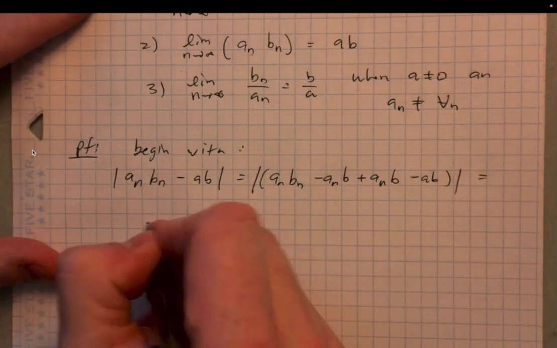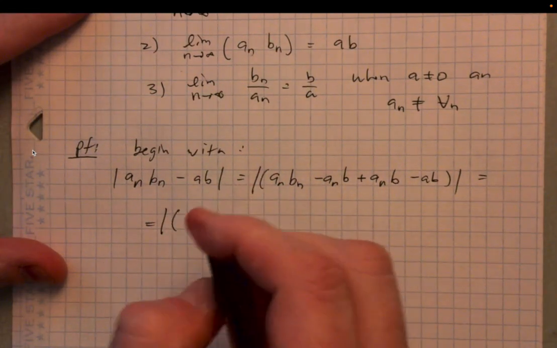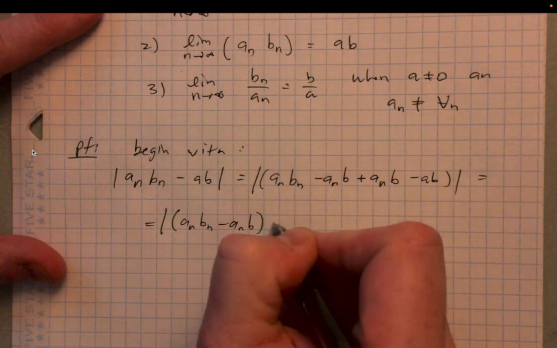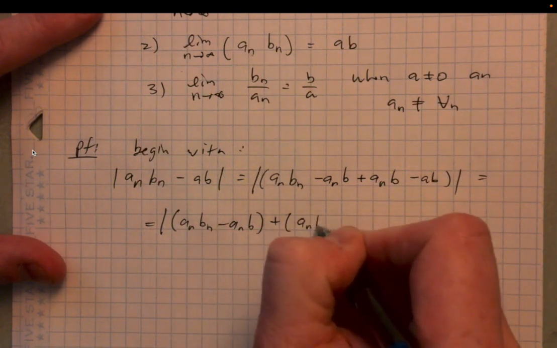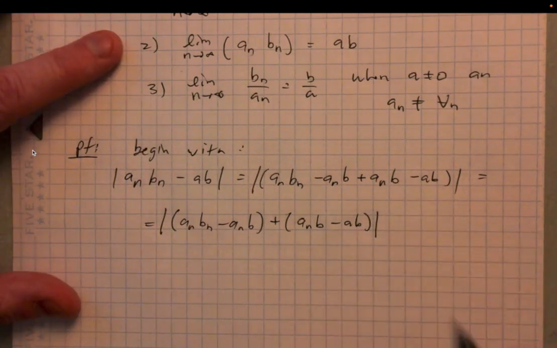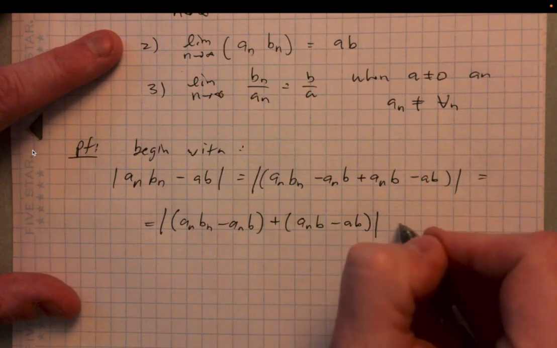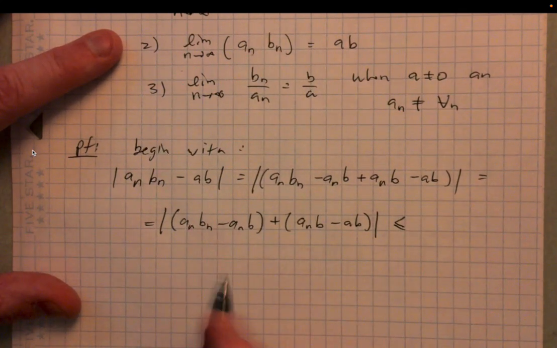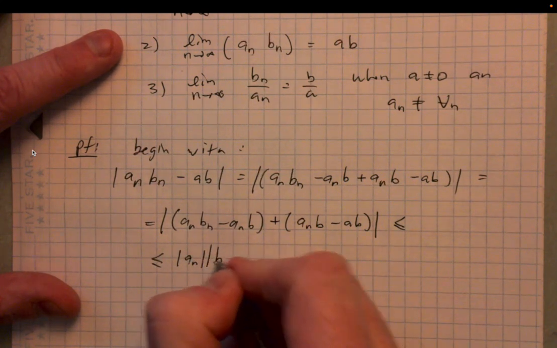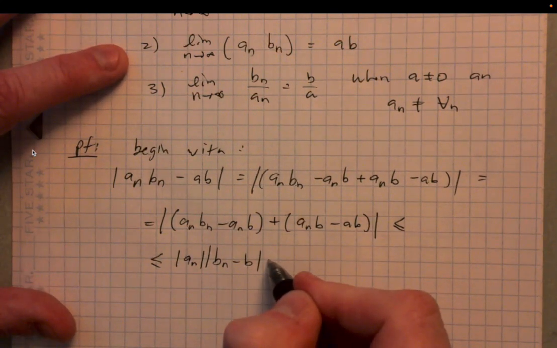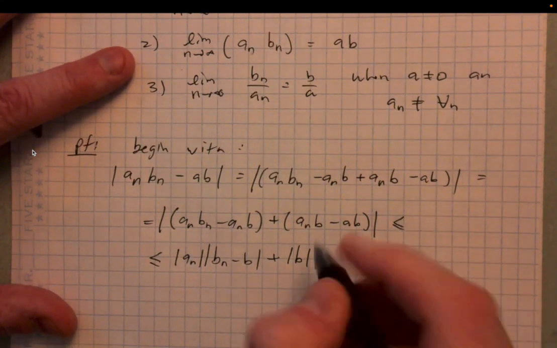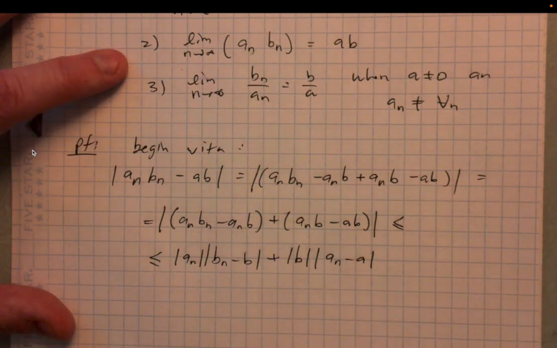And then we can break this thing up, and we'll write a sub n, b sub n minus a sub n, b, and then plus a sub n, b minus ab, right? We get a nice bit of factorization that we can do here, right? So this will be less than or equal to, we'll factor the a sub n out, and we're left with b sub n minus b. And then over here we're going to factor the b out, and we're left with a sub n minus a.